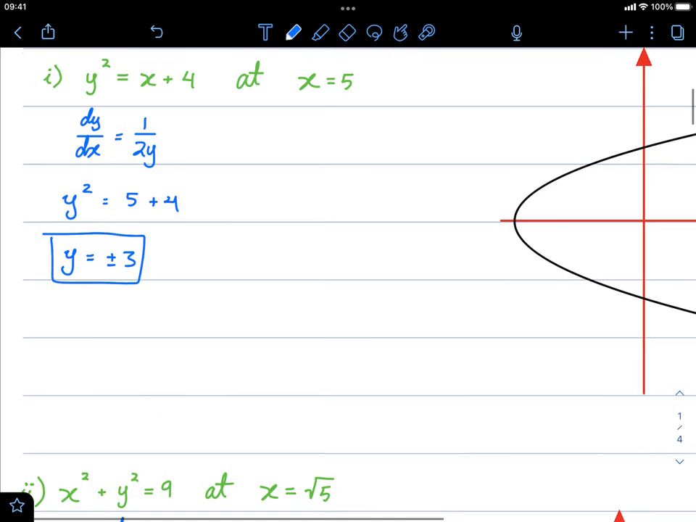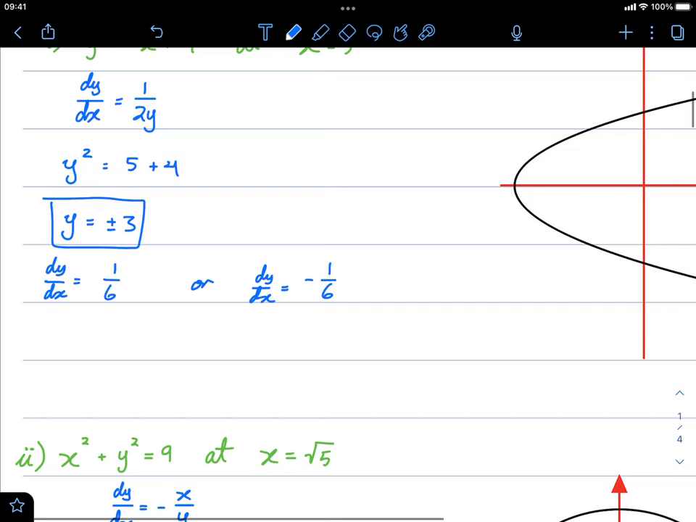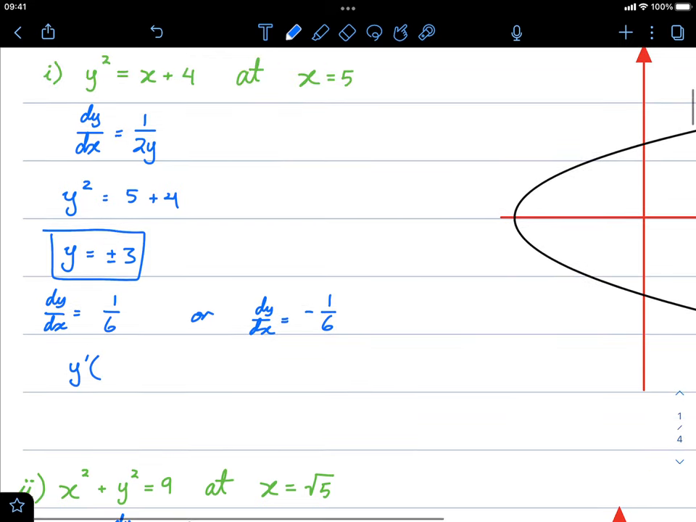gradients for this. So we get dy on dx. When we substitute positive 3, we get 1 on 6, or dy on dx equals negative 1 on 6. So the gradient, we'll just write it as y prime. The gradient y prime at x equals 5 is actually equal to plus and minus 1 on 6.